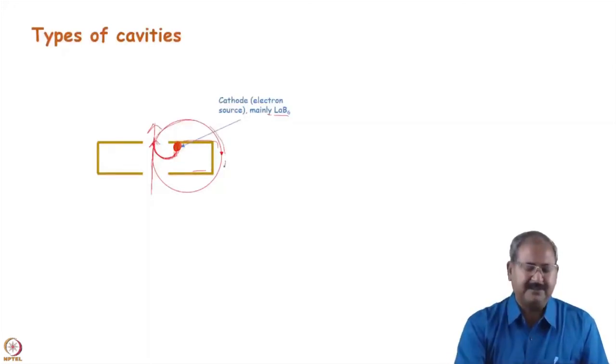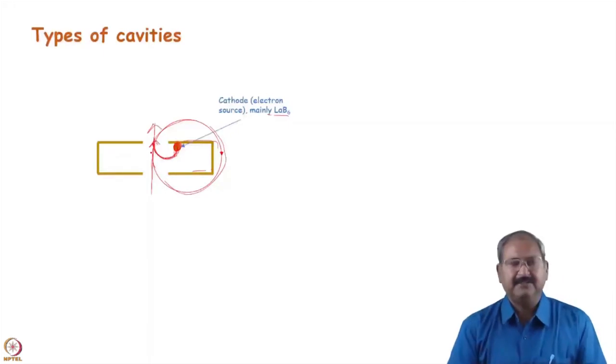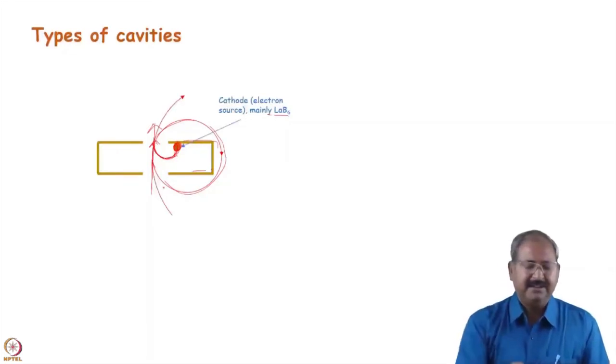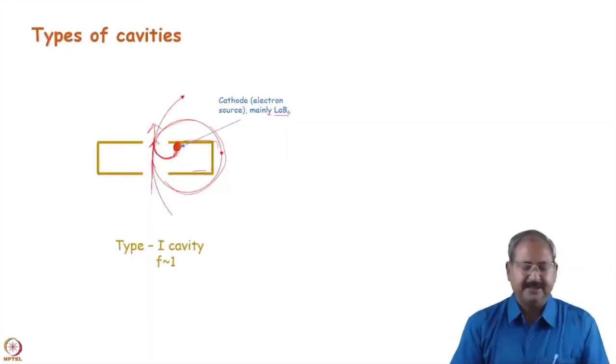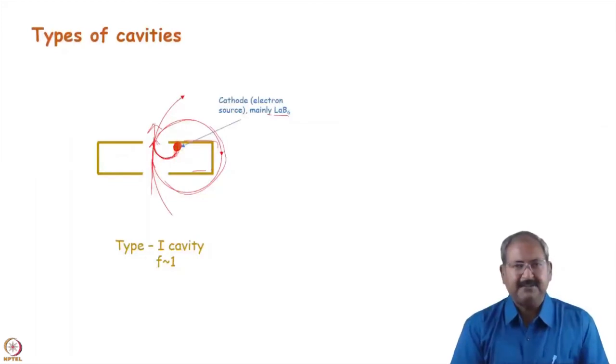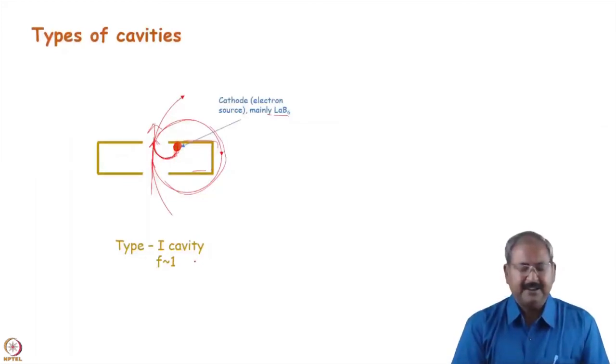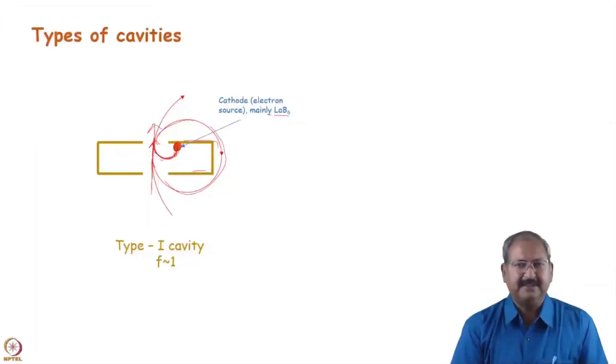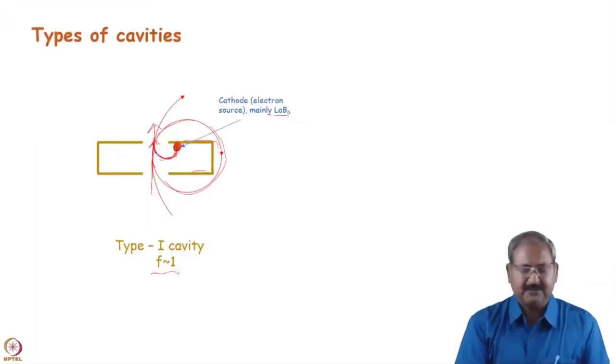Now, this is the first turn. Before arriving at the first turn, the particle already has some energy from the RF cavity, and these are the subsequent turns. This type of cavity is known as a type 1 cavity, and you can easily see that before the first turn, the particle has arrived at almost the same energy as at the first turn. So F is almost 1.